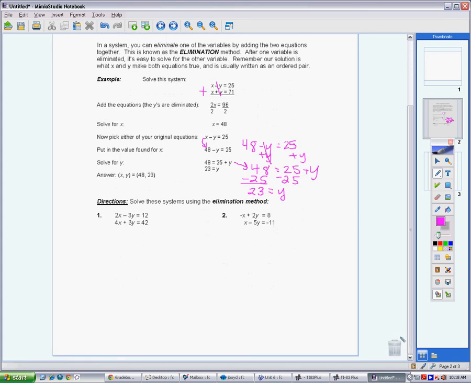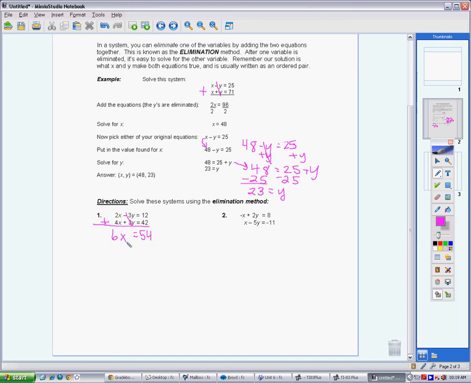Okay? Now, solve these systems using the elimination method. So what you're really looking for is you're looking at the coefficients, 2 and 4. Those are not alike, so they are not going to cancel out. Let me look at my y coefficients, 3 and negative 3. When I add those together, they are going to add up to 0. So I'm going to add my 2 equations together. I'm going to be left with 6x. That's going to eliminate. That equals 0. And I get 54.